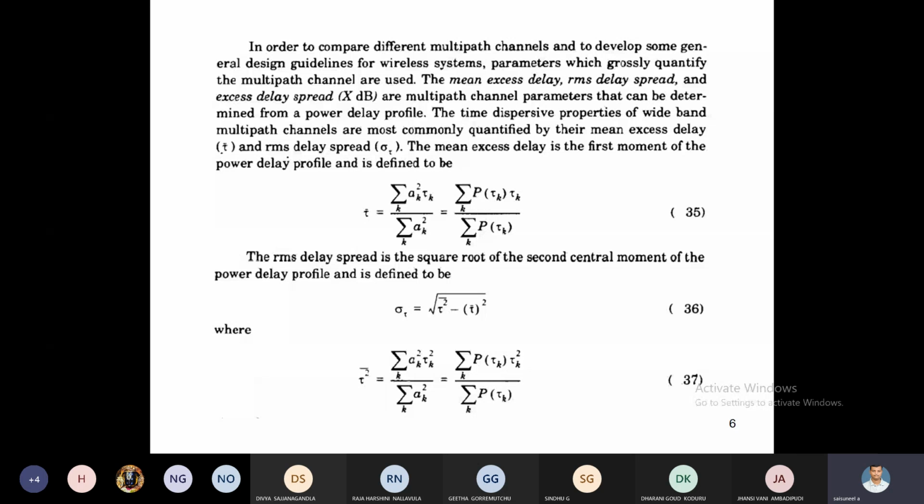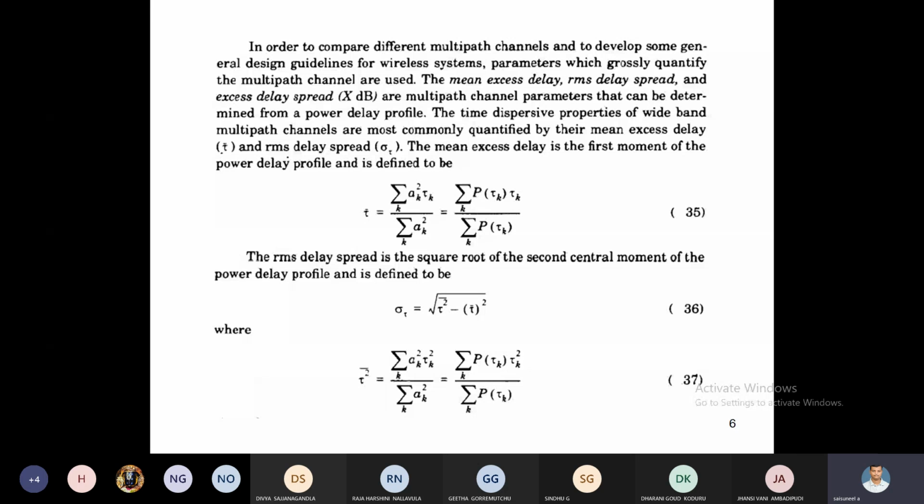The next one is RMS delay spread. Here the RMS delay spread is defined as the square root of the second central moment of the power delay profile. That is sigma tau, which is equal to the root of tau square bar minus tau bar whole square. You know that tau square bar is equal to summation over k of a_k square tau_k square divided by summation over k of a_k square. You know how to change this.